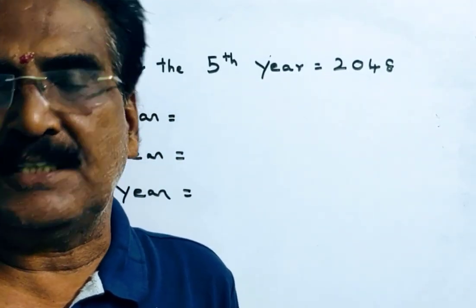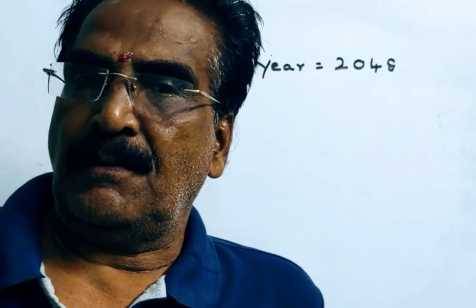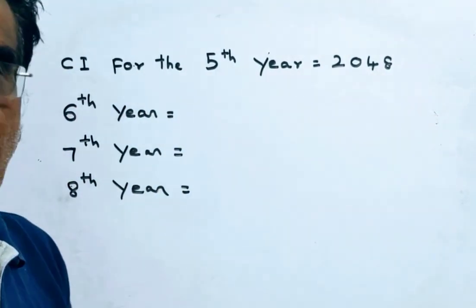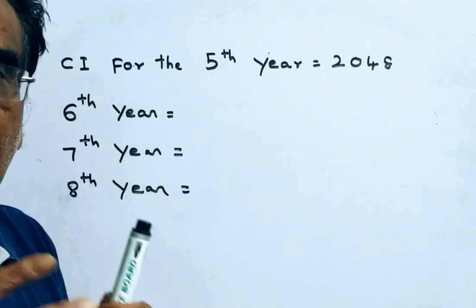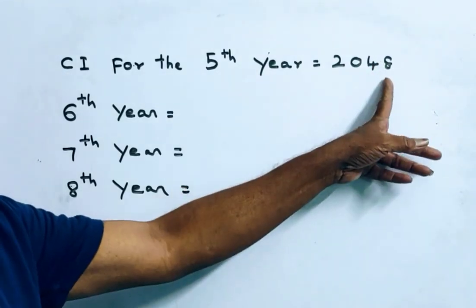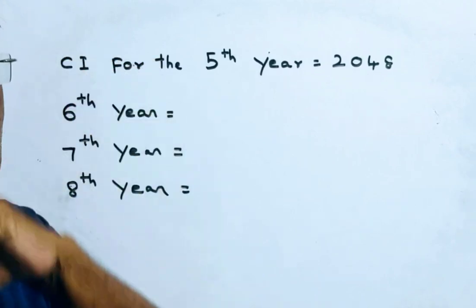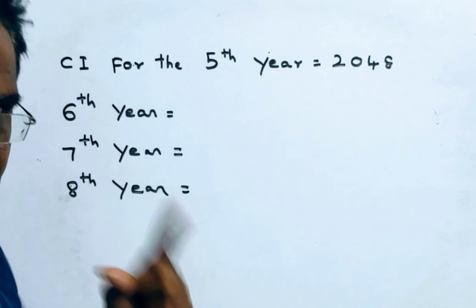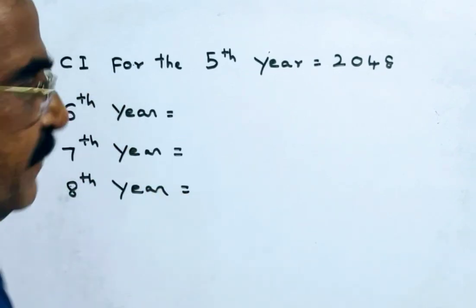Friends, the problem is given in the description box. Please go through the problem first. See friends, compound interest at the rate of 12.5% per annum for the 5th year is rupees 2048, and here our question is what is the compound interest for the 8th year at the same rate of interest.